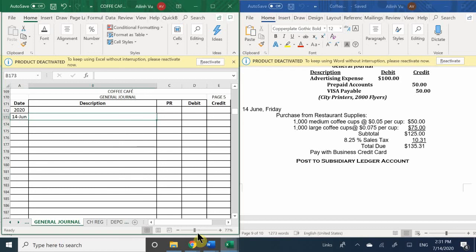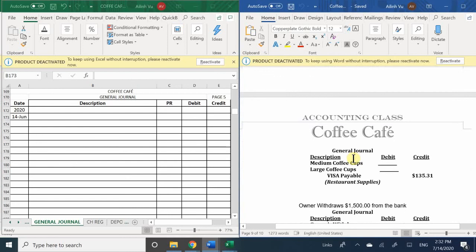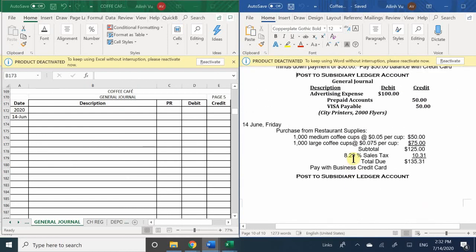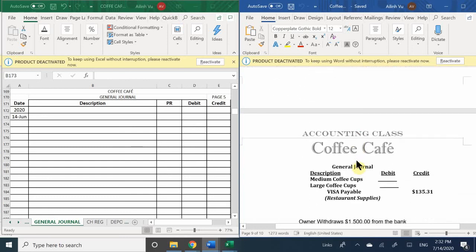We're doing medium coffee cups. Medium coffee cups. Good. Where did you find that? Right there on the invoice thing. We purchased 1,000 medium cups and 1,000 large cups. Okay, good. So you saw the answers ahead of time. Well, no, I didn't look at the answers you put. I was just reading the question.